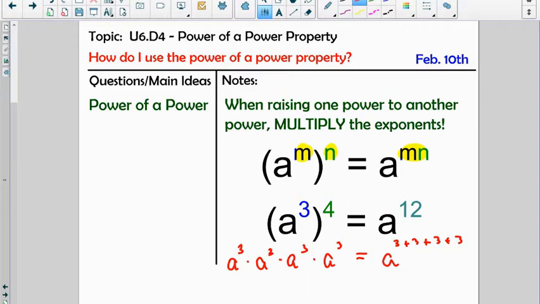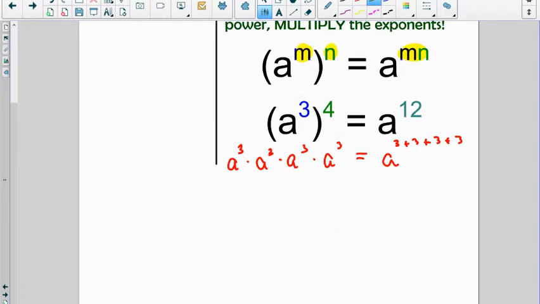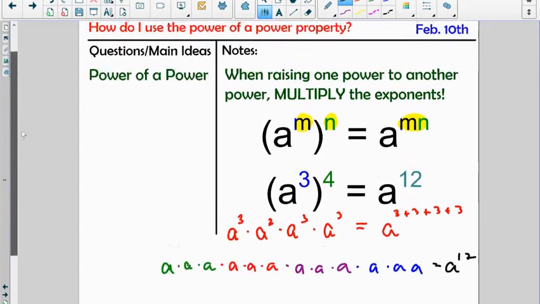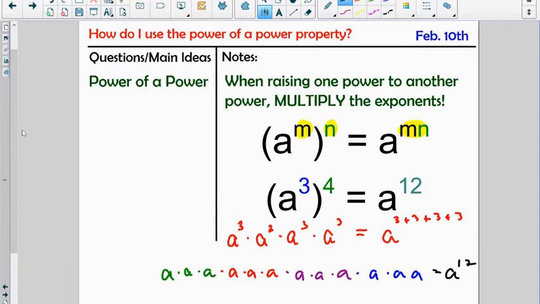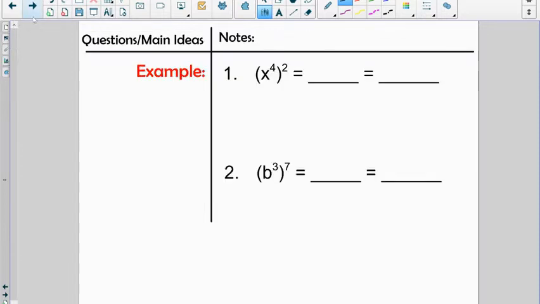You could extend that even further if we wanted to, and we could rewrite each group of a cubed as a times a times a. And when we do that, we see that we have a total of 12 a's being multiplied together, so that will also show a to the 12th power. So our property shows that the shortcut is really just multiplying the exponents together. Again, power of another power, you multiply the exponents together. Let's see how that works with a few examples.